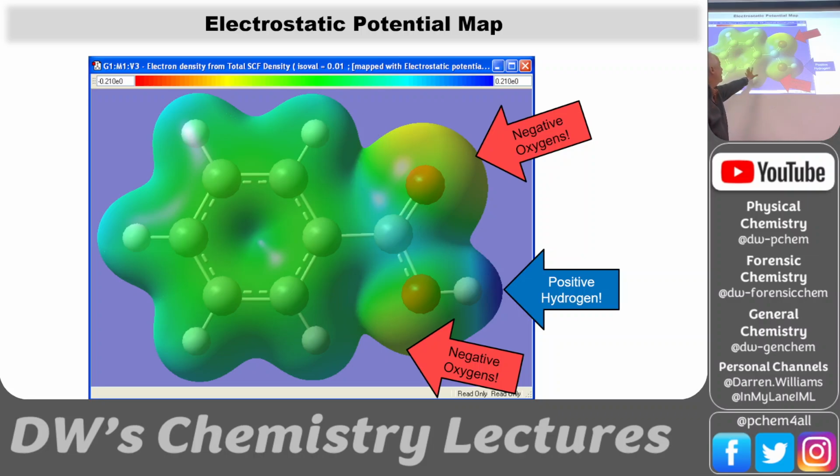Okay, so here's benzoic acid. Sure enough, here's that acidic proton, very, very positive, okay, ready to be donated to a water molecule or whatever. And you've got the negative oxygens. They're not very negative because that negative charge was delocalized over the whole ring, okay, and that's what stabilizes the anion.